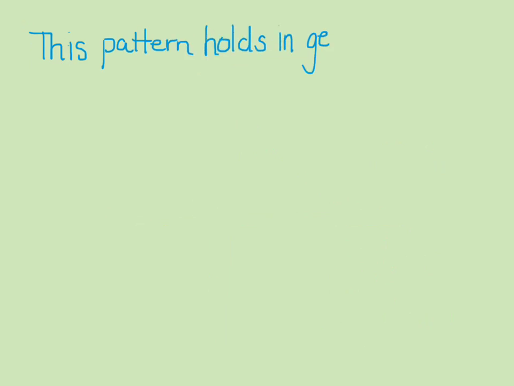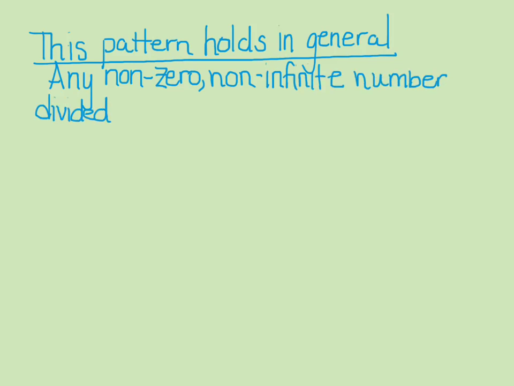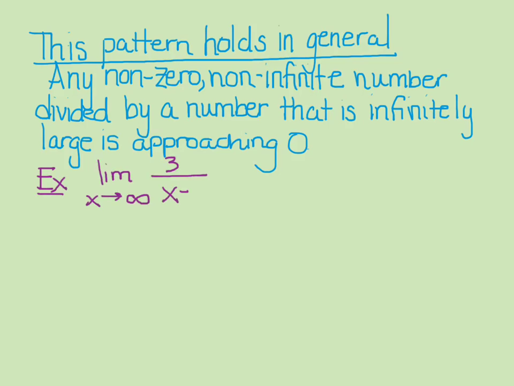This pattern holds in general. Any non-zero, non-infinite number divided by a number that's going to infinity is itself approaching 0. Let's look at some examples. The limit as x goes to infinity of 3 over x minus 2. If we do direct substitution, we'll have 3 over a very large positive number, which we said goes to 0.